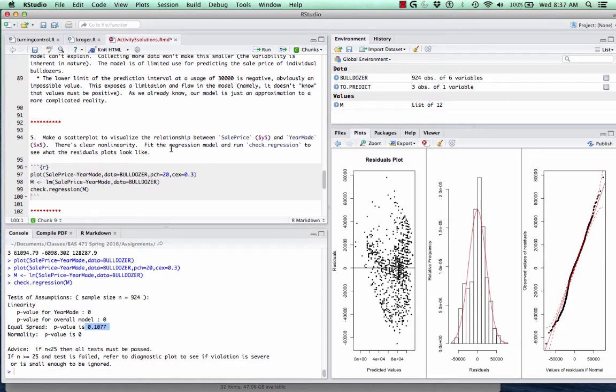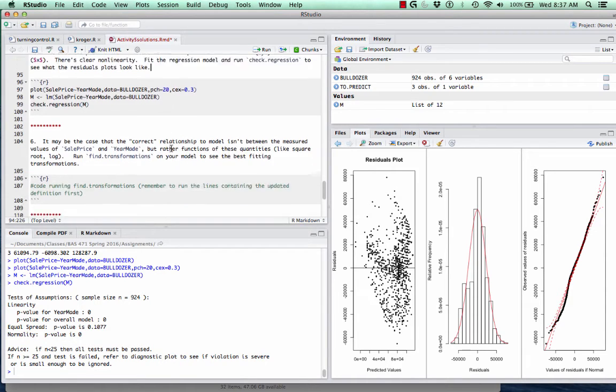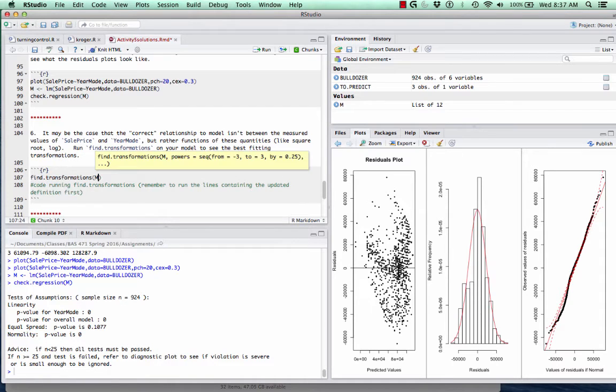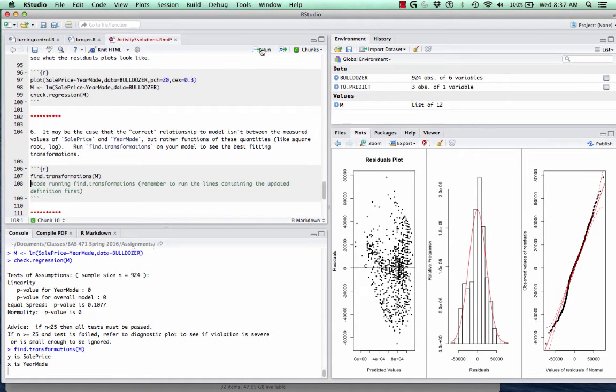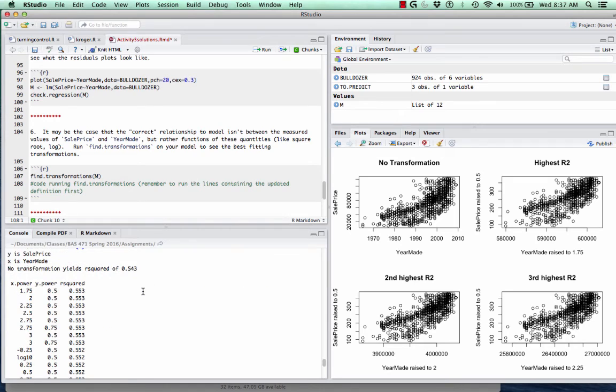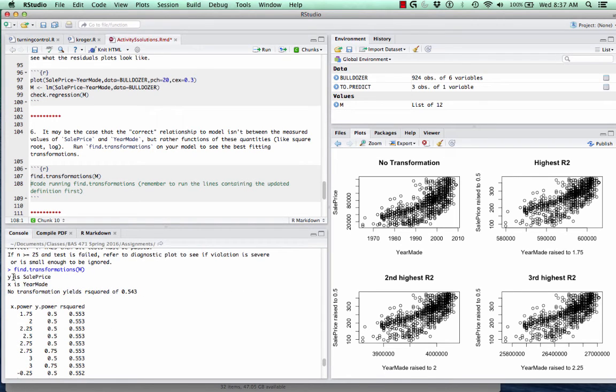I'm uncomfortable using this regression model. So let's try to fix it. Maybe there's some transformations of the originally measured variables that do have a linear relationship. So let's try this. Find.transformations is going to take our fitted linear regression model and then go through and try to come up with something that's better. So what it does, and there's a lot of output here, too much output really than I need. We have Y being sale price, X is year made, and it says, all right, if you didn't use any transformation, your R squared would be about 54%.